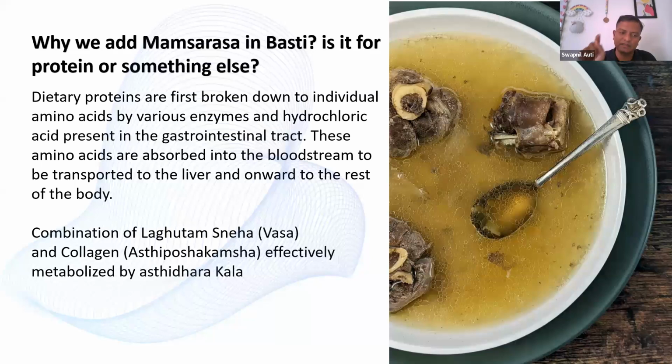It is actually the vasa, but vasa is always heavy to digest. But Mansarasa is easy to digest. It also contains collagen in it. So it is Asthi Poshak Amsha basically. And you are giving Basti on the Asthidhara Kala, that is your large intestine. So it is possible that it can get directly activated, and it can go as nutrition to your bone tissue. So in that way, the purpose behind using Mamsarasa in Basti is not protein, it is for snehana. Okay, to make the Basti more snigdha, more easy to absorb, Mamsarasa is added.